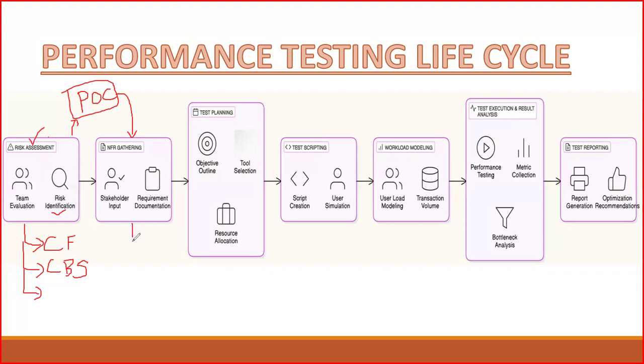And once the NFR document is prepared, then the next stage is the test planning stage. Here, obviously, all of you know the test plan document is going to be prepared, right? Based on the information that we gathered, the test plan document is developed, and in that we provide the project outline as well as the objective, the tool selection information, the resource allocation information, and the timelines. Entry criteria, exit criteria, a lot of things we'll put in the test plan document.